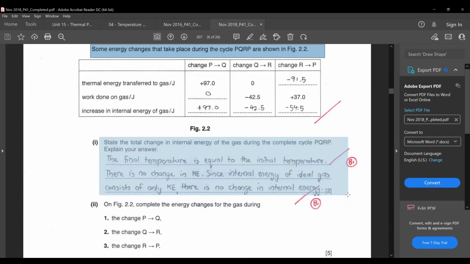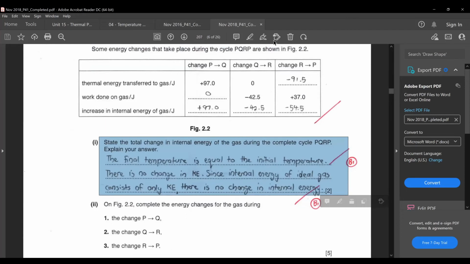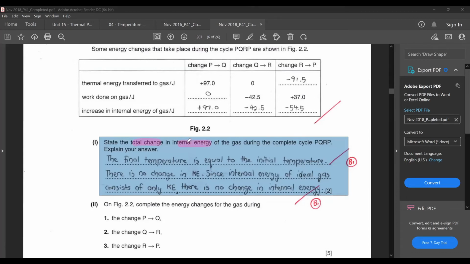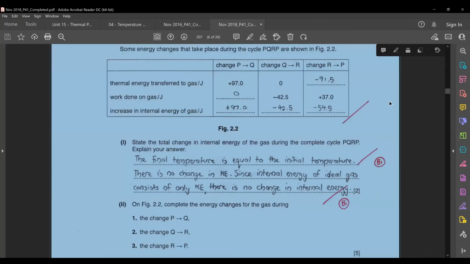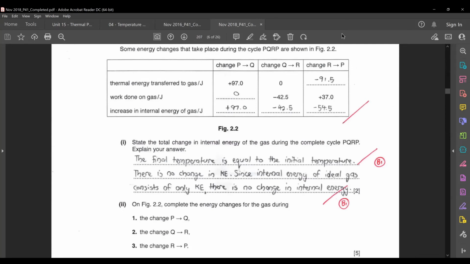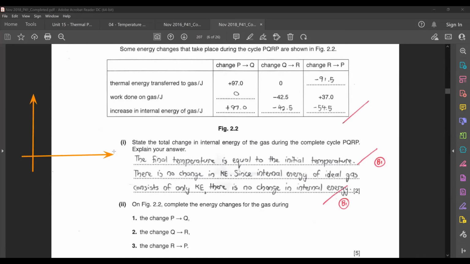You look at part 1 first. You're not required to fill in the blanks first. Just look at part 1. Part 1 is asking you, state the total change in internal energy of the gas during the complete cycle PQRP. Explain your answer. So for that whole cycle just now, where they gave you this little diagram, wait, let me just try and draw it out. You had this cycle here like this.